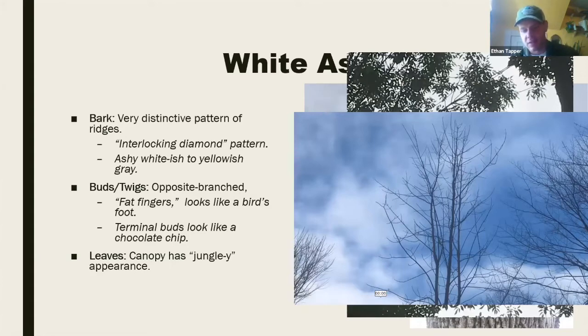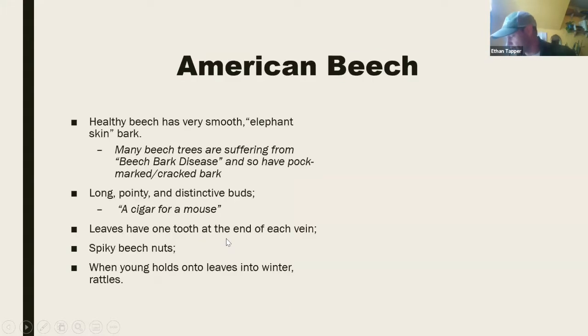And here's an example of those fat fingers. To the right, I believe that's an American beech tree, with many fine little twigs. And then here's the ash with these big fat fingers. It's opposite branched, which just means that twigs come up opposite one another across the branch. And the ends of the branches look like a bird's foot: one little claw, another little claw, and the front claw of a chicken foot or something like that. Really fat fingers.